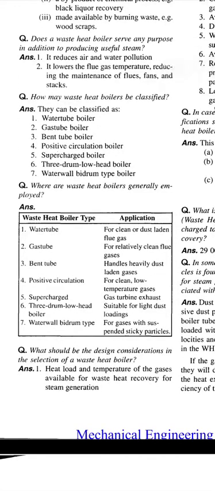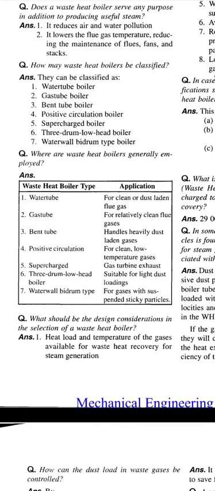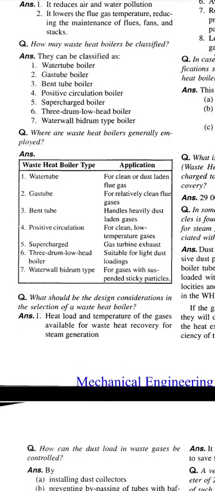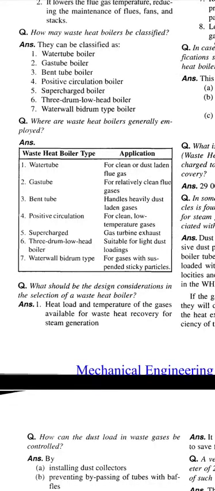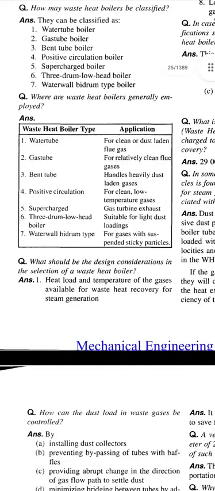Next question. Where are waste heat boilers generally employed? Answer. Waste heat boiler type applications. First one, water tube, for clean or dust laden flue gas. Gas tube boilers for relatively clean flue gases. Bent tube boilers handle heavily dust laden gases. Positive circulation for clean low temperature gases. Supercharged for gas turbine exhaust. 3 drum low head boiler suitable for light dust loading. Water wall bed drum type for gases with suspended sticky particles.